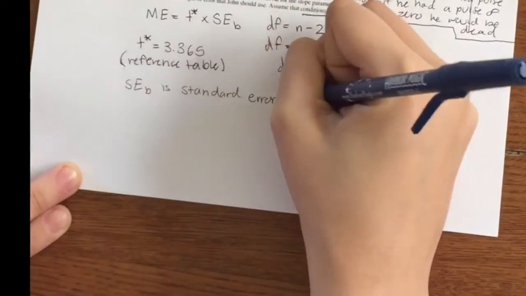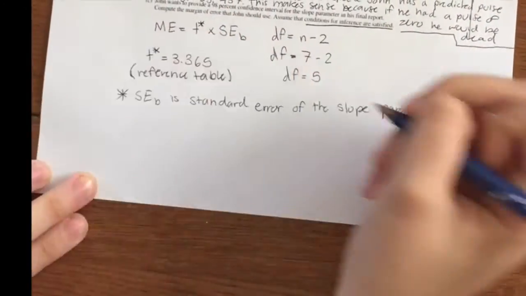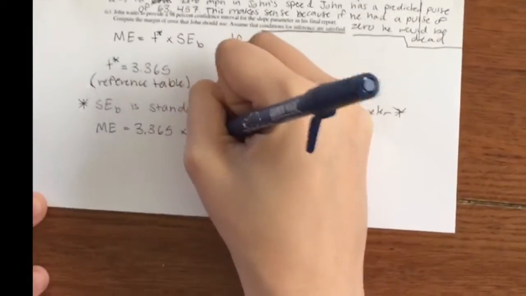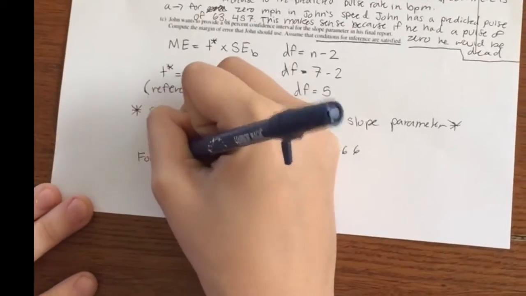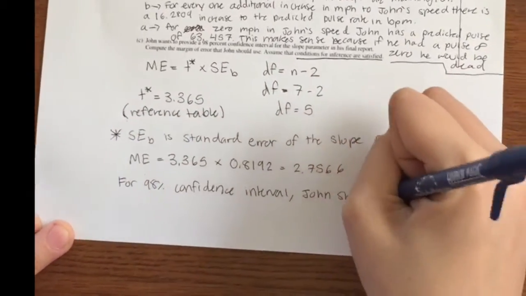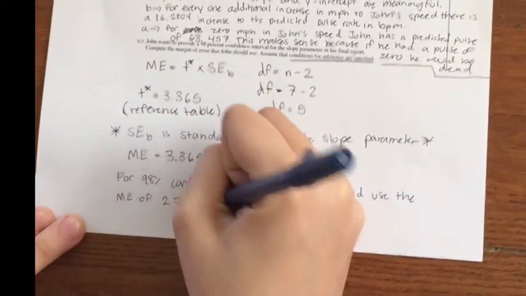Then we're going to use the fact that they told us it was a 98% confidence interval to go into the table and find that the t-critical value is 3.365. The standard error of the slope is given in the computer output, and we'll plug that into the formula and then write the conclusion. For a 98% confidence interval, John should use the margin of error 2.7866.